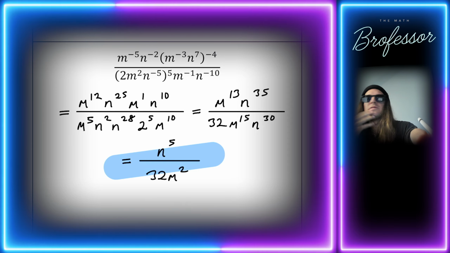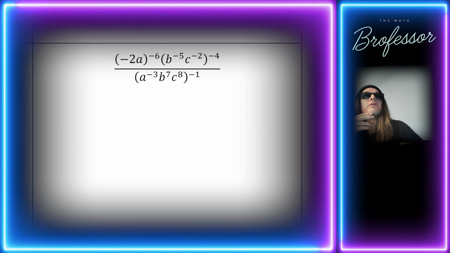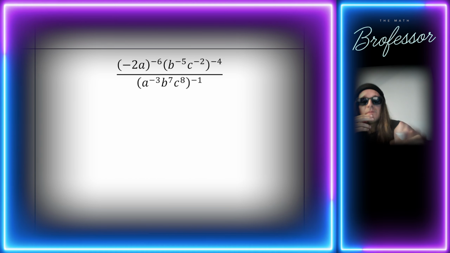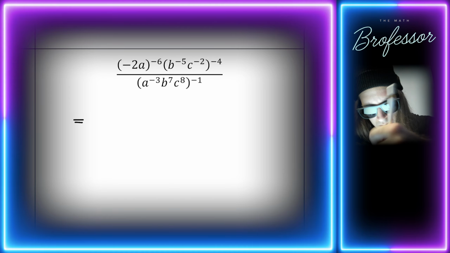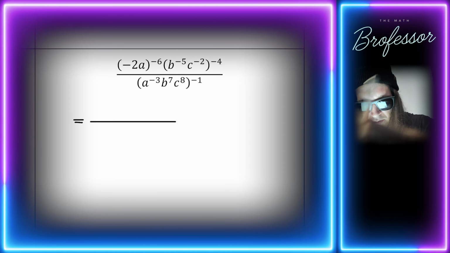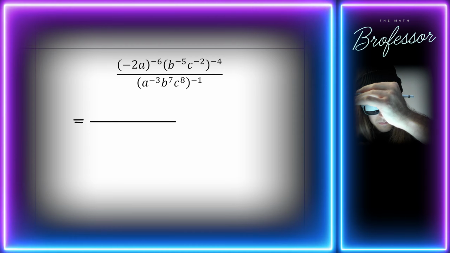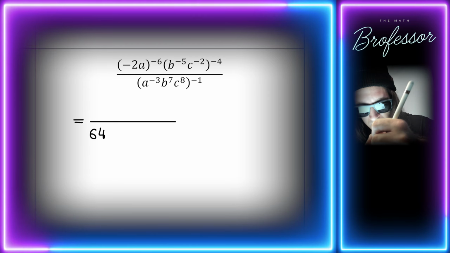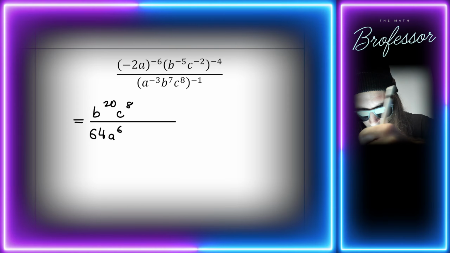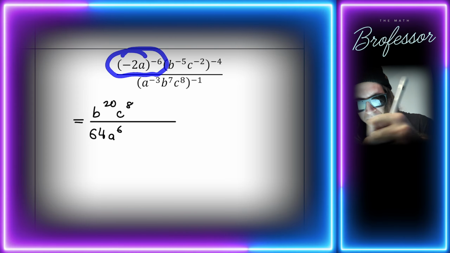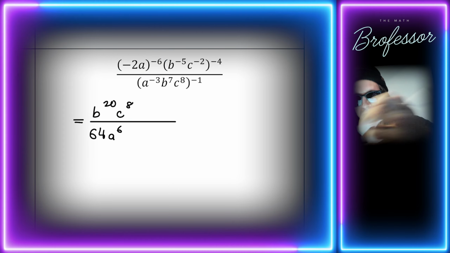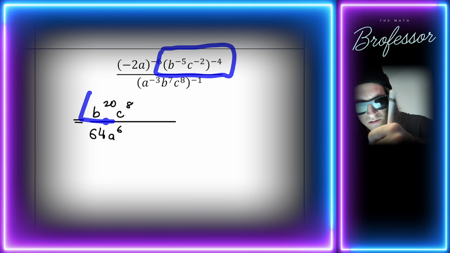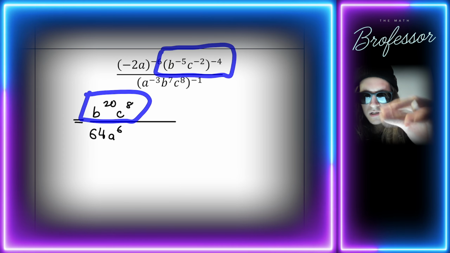Take a picture of it with PhotoMath, see what it says. Maybe it's right, maybe it's right. I don't know. Okay, here we go. So that right there is 64 a to the 6th. That right there simplifies to that. I multiply the exponents.